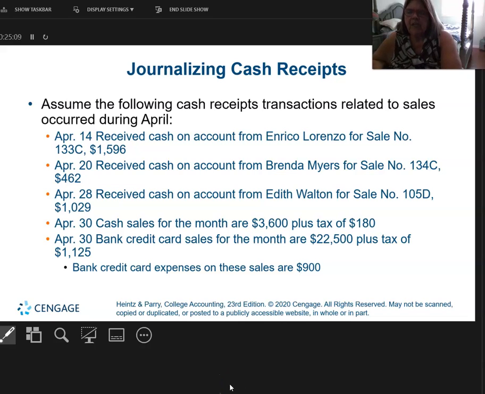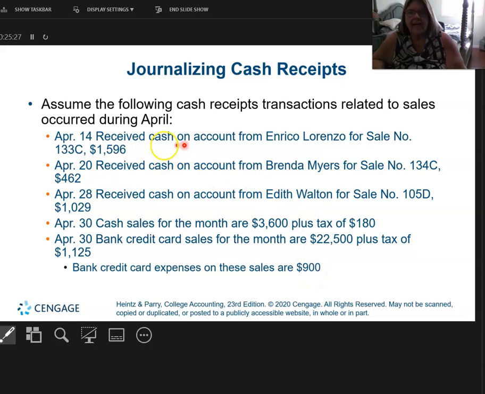Let's finish up chapter 10 with how to journalize cash receipts. So here we've got five transactions, and bank card expenses on these sales are $900.